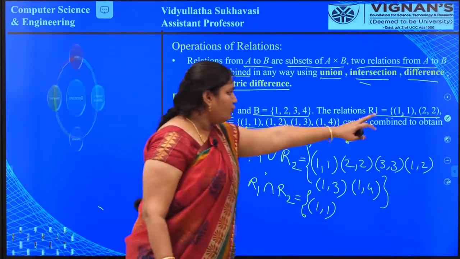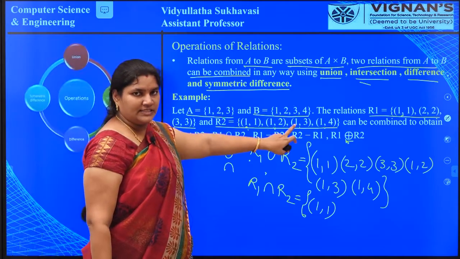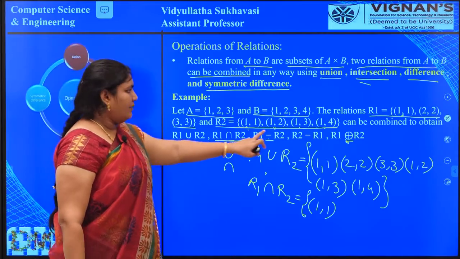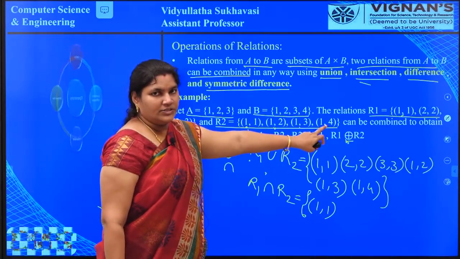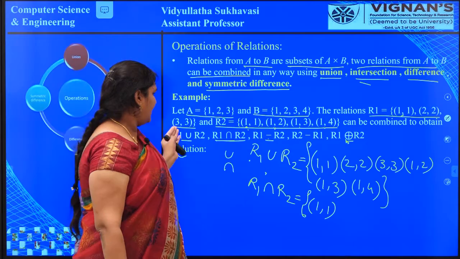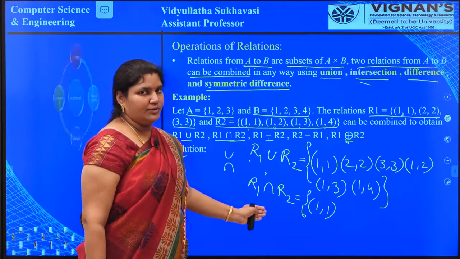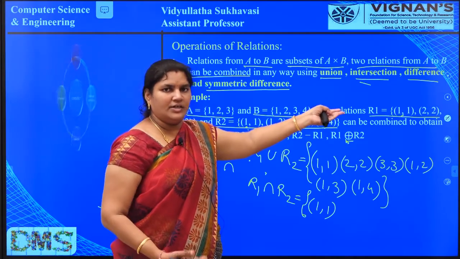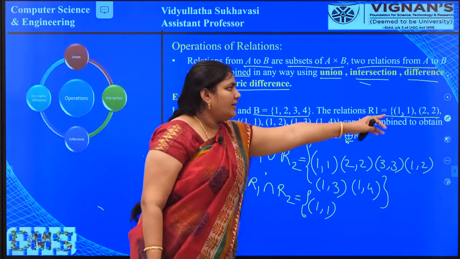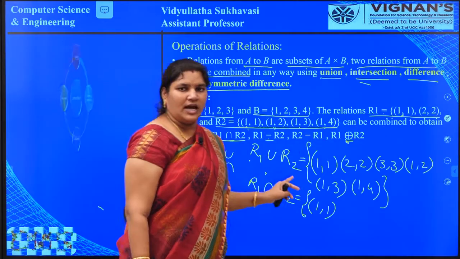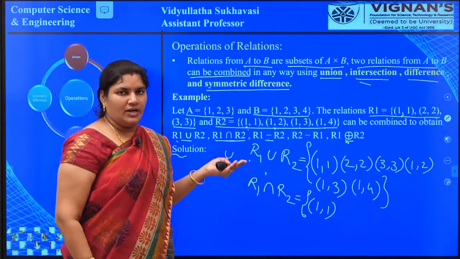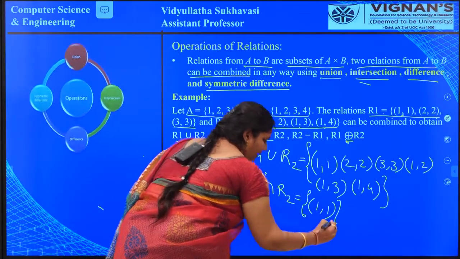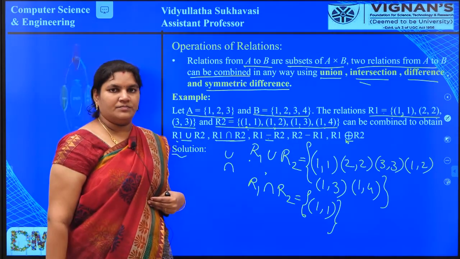Next, 2, 2 is there, but in R2 we don't have 2, 2, so we don't consider it. And next, 3, 3 is also not present in this relation. So we don't consider 2, 2 and 3, 3 in R1 intersection R2. In intersection, if we check one relation, it's enough. That means here we have compared all the ordered pairs with R2. So if we check with one relation, it is enough. Only 1, 1 is the common ordered pair we have in the intersection operation.